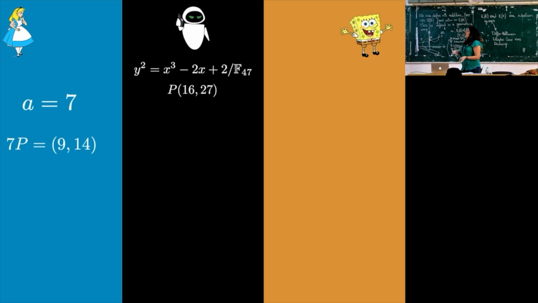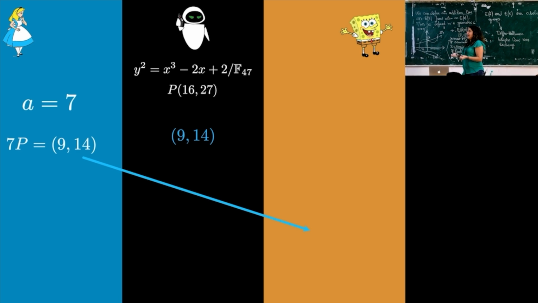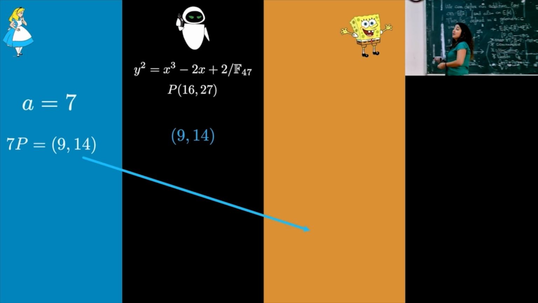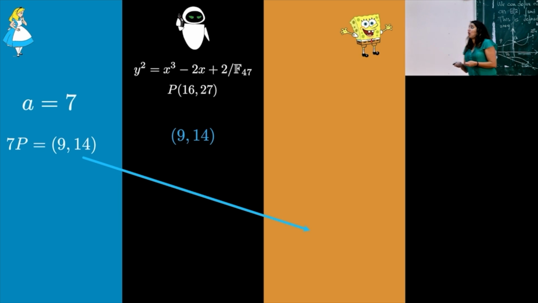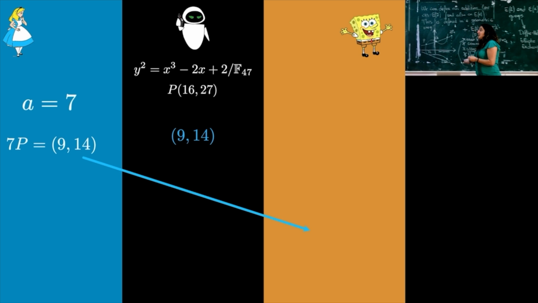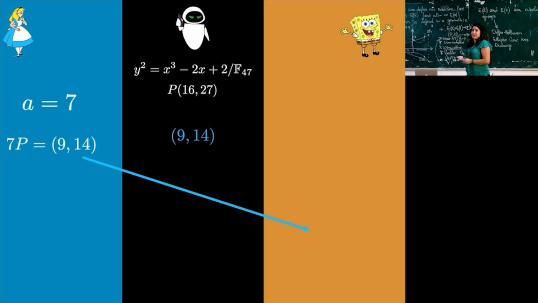Okay, then we've seen this already. What happened in 1994? We had the Shor algorithm. This is a quantum algorithm that computes the discrete logarithm problem on a hypothetical quantum computer in polynomial time.